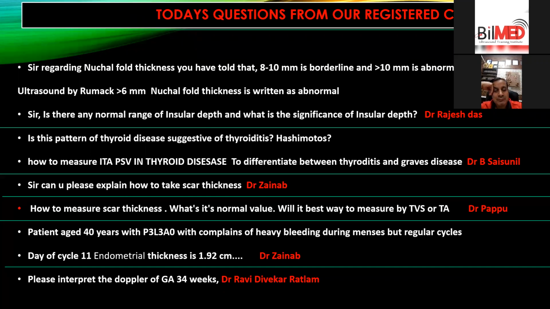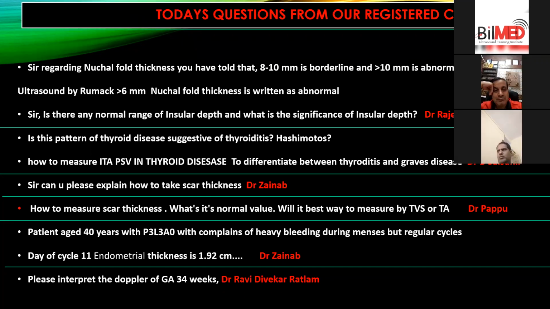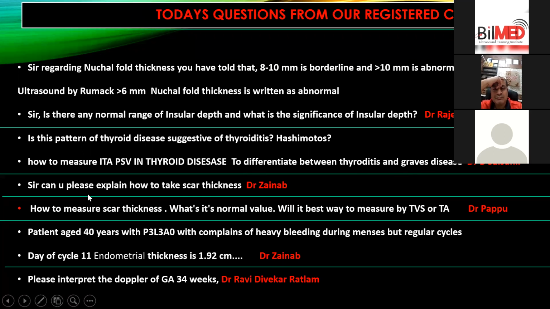Second question is by Dr. B. Sai Sunil. I'm very sorry if I'm pronouncing it wrongly. Dr. Sunil is sending us a case, and I will show you the case. The pattern of thyroid disease is suggestive of thyroiditis or Hashimoto's. And the second part of the question: how to measure the ITA peak systolic velocity, inferior thyroid artery peak systolic velocity, in thyroid disease, to differentiate between thyroiditis and Graves' disease.